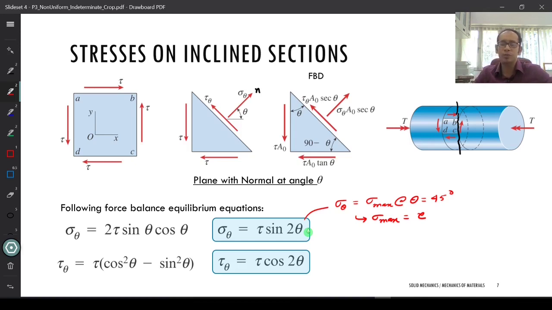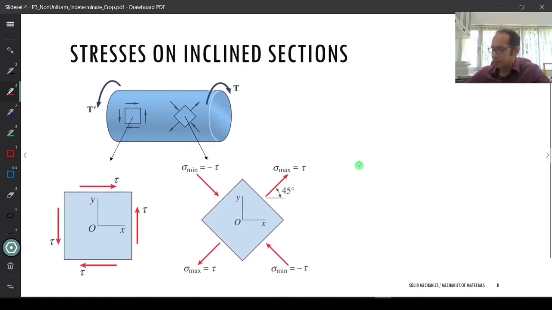And at theta equals 45 degrees, what happens to my tau of theta? Very interesting. At 45 degrees, this cosine 2 theta becomes cosine 90. So tau of theta at theta equals 45 degrees becomes 0. So essentially shear vanishes. So how does that look? If you take a look at this one, it looks essentially something like this.